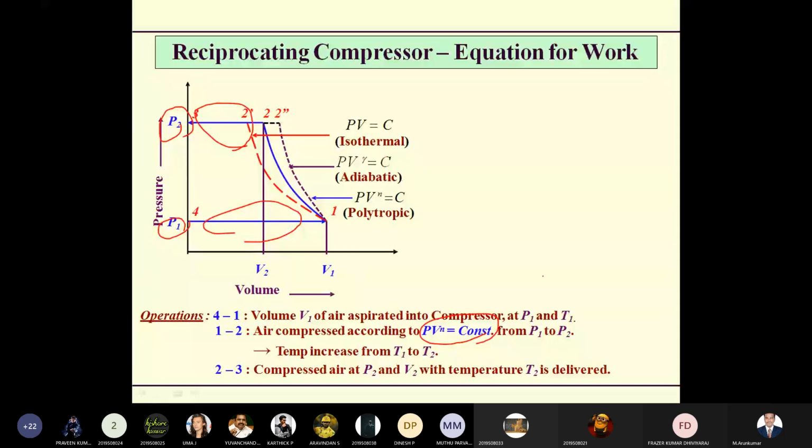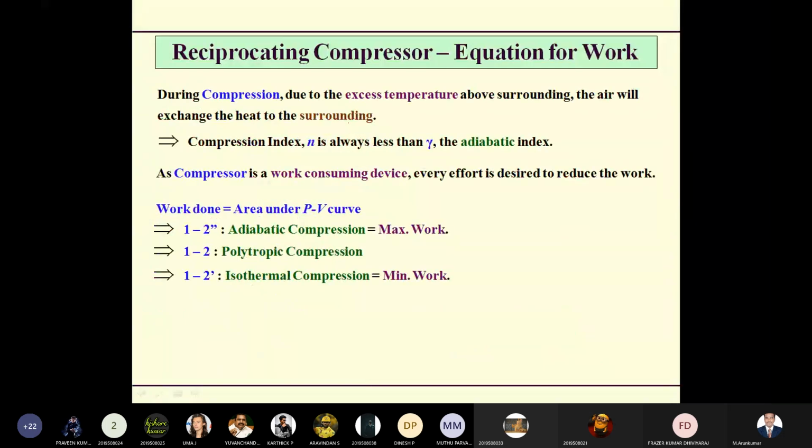So we can have the compression with all these three available processes. We can have the isothermal process, the adiabatic process, and the polytropic process. But here we are using air as the medium for reciprocating compression. During compression, due to the excess temperature above the surroundings, the air will exchange heat to the surroundings. So the compression index n is always less than gamma, the adiabatic index. So we can go with the adiabatic process, that is PV^gamma equals constant.